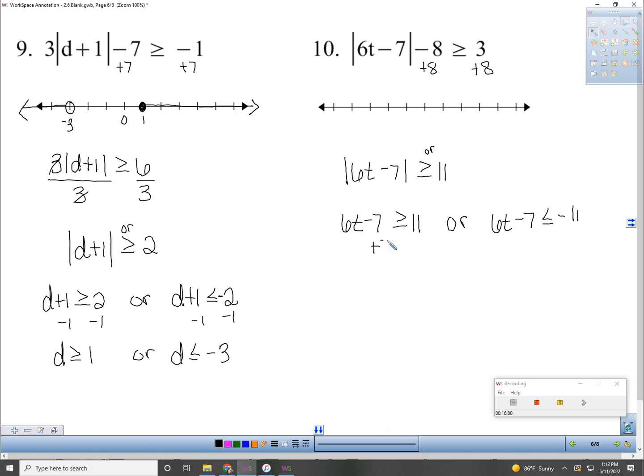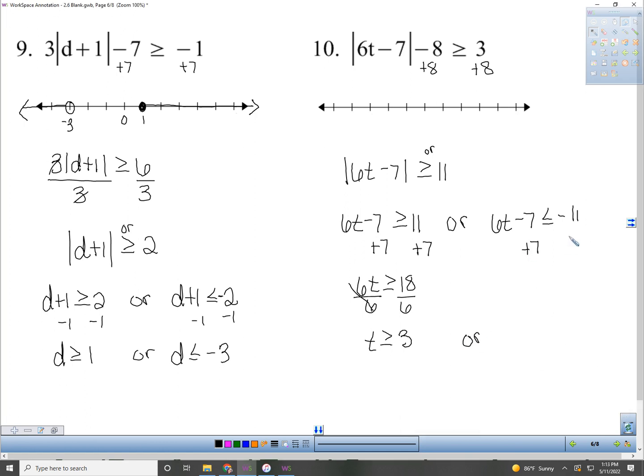So I add the 7. That would give me 6t is greater than or equal to 18. And then divide by 6. So t is greater than or equal to 3. Or, same thing here, add your 7. And you have 6t is less than or equal to negative 4. Divide by 6. So t is less than or equal to negative 2/3.